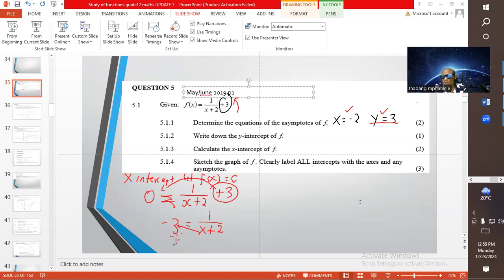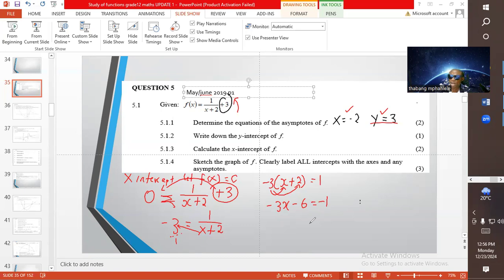And be careful, when 2 terms multiply 1 term, that 1 term needs to multiply both those 2 terms. So we're going to have negative 3 being multiplied with x plus 2 equals 1 times 1, which is 1. Now you apply the distributive law. Negative 3 multiplies everything inside the bracket. So we're going to have negative 3x, negative 3 times 2 is negative 6, equals negative 1. So it's negative 3x minus 6 equals minus 1.